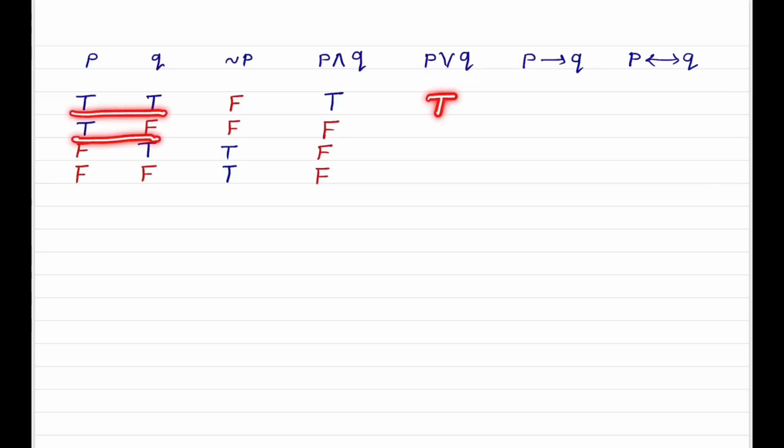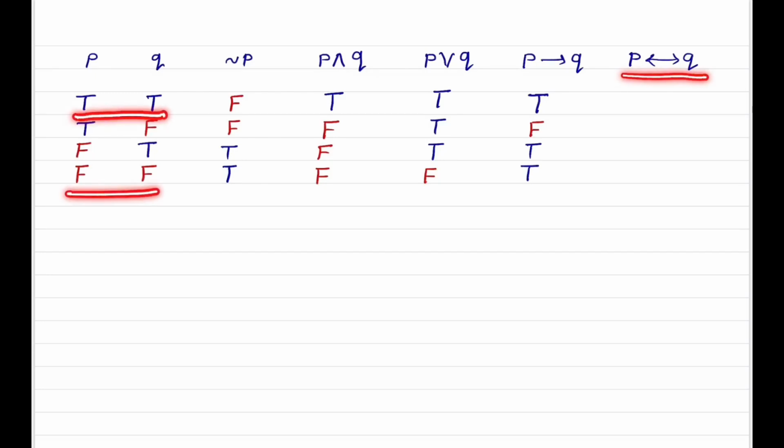For disjunction, when any one statement is true, it is true, otherwise it is false. When both statements are false, it is false. For implication, when the first statement is true and the second is false, it is false, otherwise it is true. And for double implication, when both statements have the same truth value, it is true, otherwise it is false.